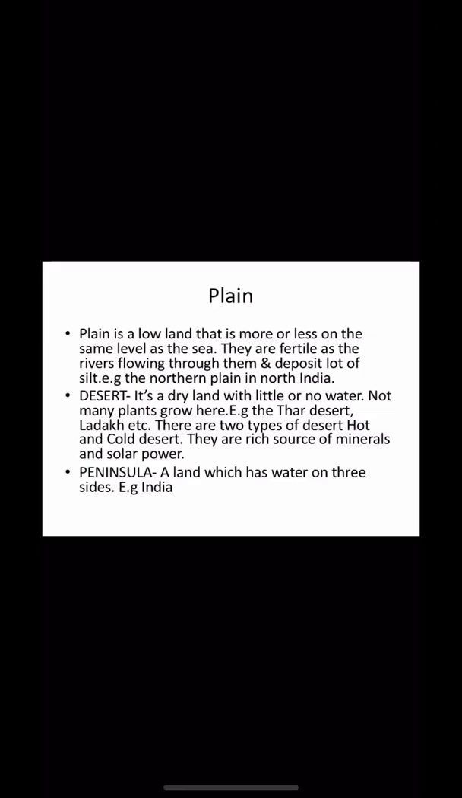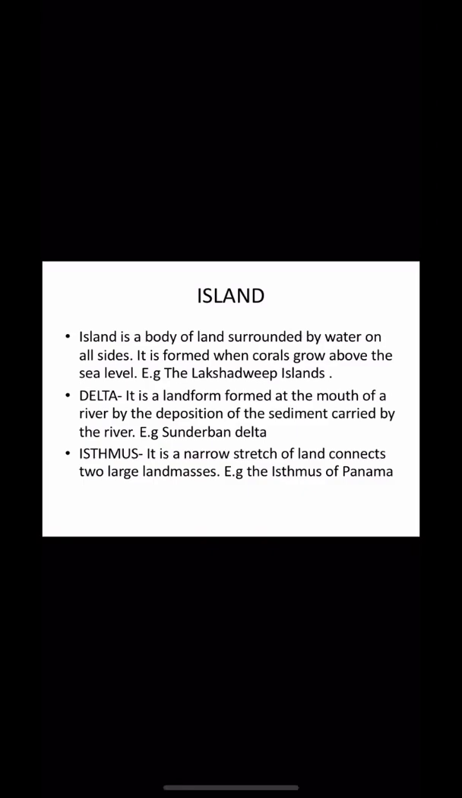Now our next landform is peninsula. It is a land which has water on three sides, and the example is India. Another important landform is island. It is a body of land surrounded by water on all sides. It is formed when corals grow above the sea level. Example, Lakshadweep Islands. Now, what are corals? Corals are hard substance formed from the bones of very small creatures, and when they join together, they form an island. Australia is a continent, but it is also an island. Sri Lanka and New Zealand are island countries.